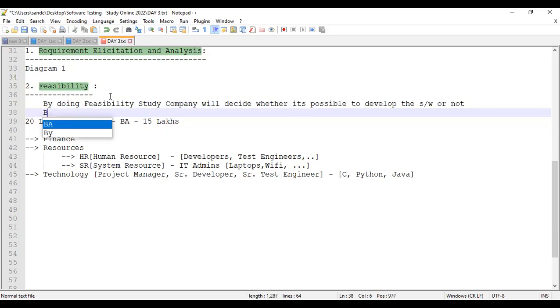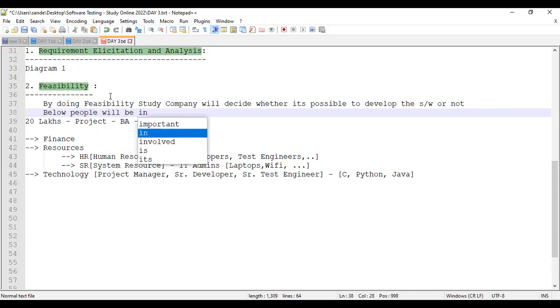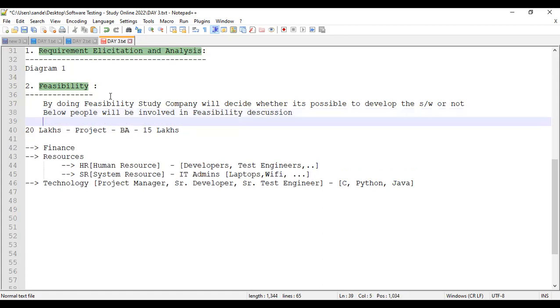Next, below people will be involved in feasibility discussion, okay. Next, observe properly, they'll be involved in feasibility discussion. Sir, which are those people, sir? First, 100% BA should be there, business analyst.